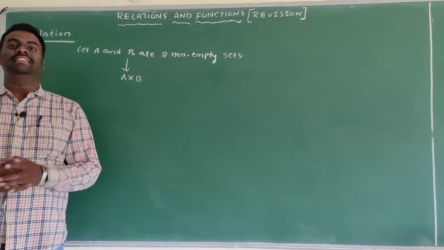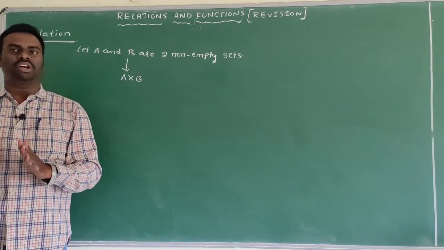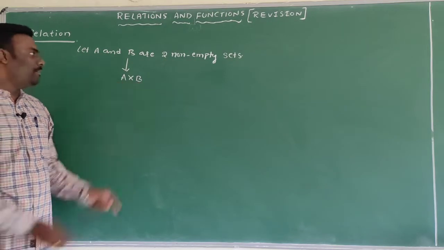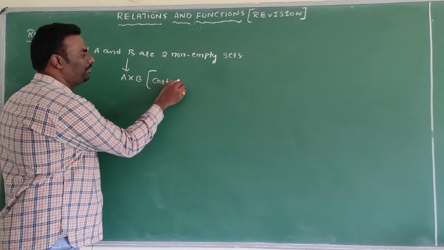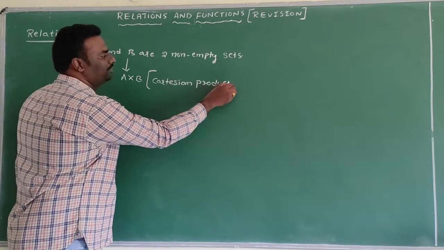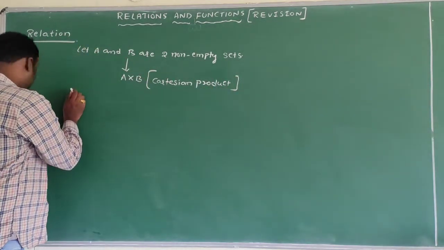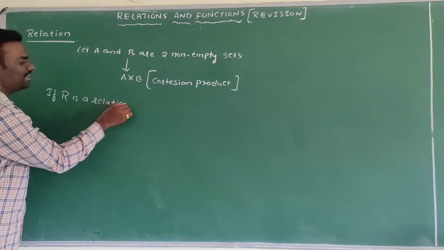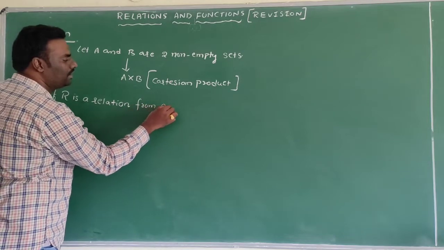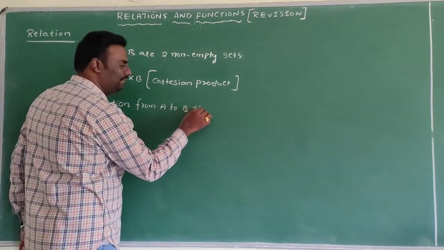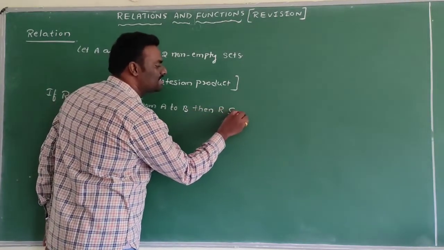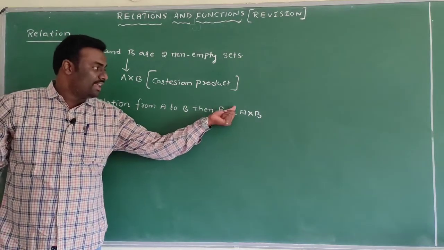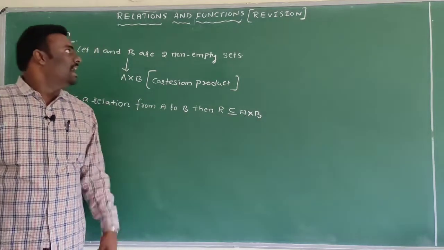In first PUC, already in the sets chapter, we know how to find the Cartesian product of A and B. So first, if A and B are two non-empty sets, you need to find the Cartesian product of A and B. Now coming to the definition, if R is a relation from A to B, then R is compulsorily a subset of A cross B. If R is a subset of the Cartesian product, then R is called a relation.